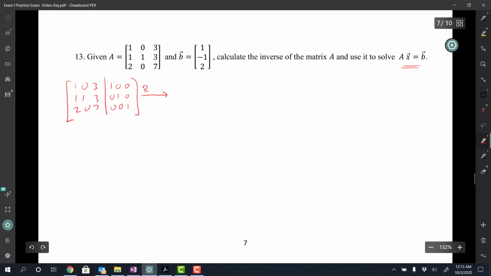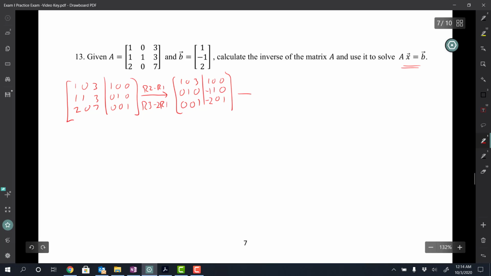So in this case, I'm going to take row 2 minus row 1, which will give me 1 minus 1 is 0, 1 minus 0 is 1, 3 minus 3 is 0. 0 minus 1 is negative 1, 1 minus 0 is 1, and a 0. I'm also going to take row 3 minus 2 times row 1. I'll get a 0 here, a 0. 7 minus 2 times 3 is 1. 0 minus 2 times 1 is negative 2. I'll get a 0 and a 1.